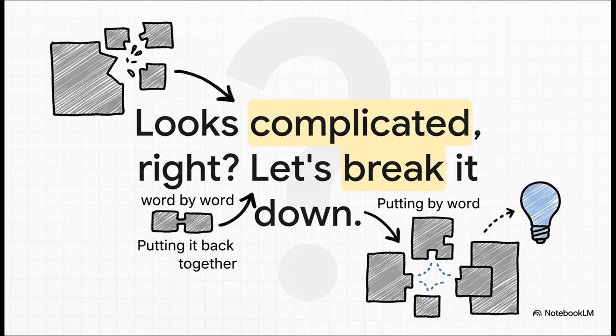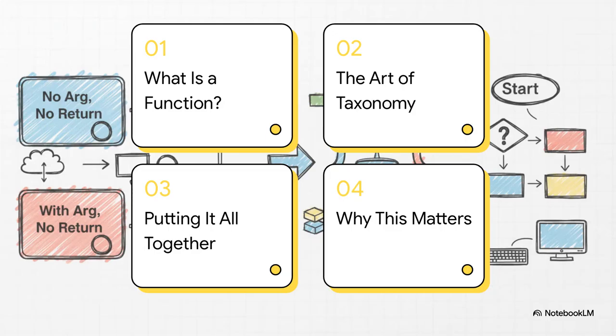We are going to deconstruct this phrase, look at each piece on its own, and then put it all back together. By the time we're done, this won't be some scary piece of jargon. It'll just be an idea that makes total sense. So here's how we're going to do it. First, we'll nail down what a function actually is. Then we'll talk about this cool idea called taxonomy. After that, we'll combine the two for that big aha moment. And finally, we'll look at why any of this actually matters in the real world.